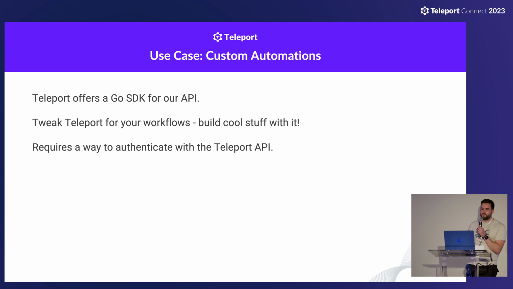The final use case I'll talk about is custom automations. Teleport offers an API and a Go SDK for that API. You may already be using this in your organization. It's a fantastic way to tweak Teleport for your organization's workflows, and really, your imagination is the limit with what you can build with this. This, of course, again requires a way to authenticate with the Teleport API, and Machine ID is a really natural way of doing so. So those are the 3 use cases I've talked about, but really there's a whole bunch more. Any case where you have a machine accessing a machine, and the machine it's accessing is currently a Teleport resource, should be a great fit.